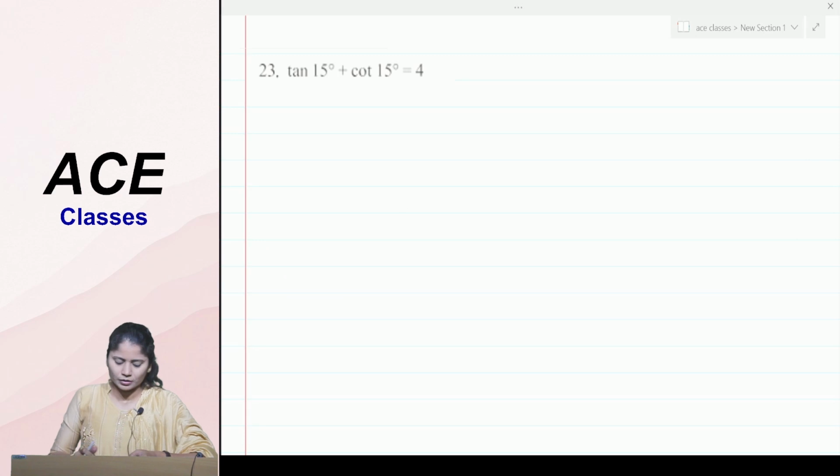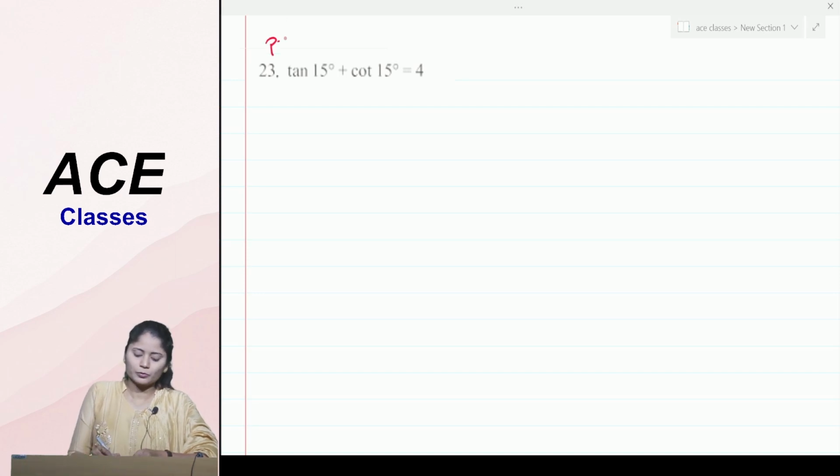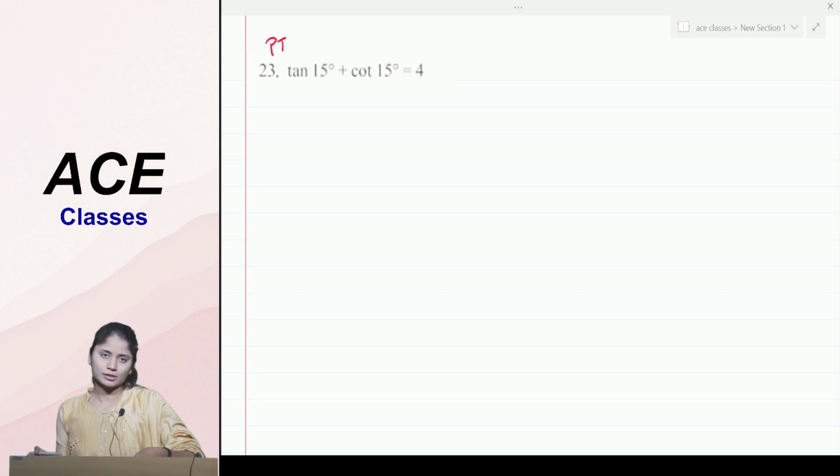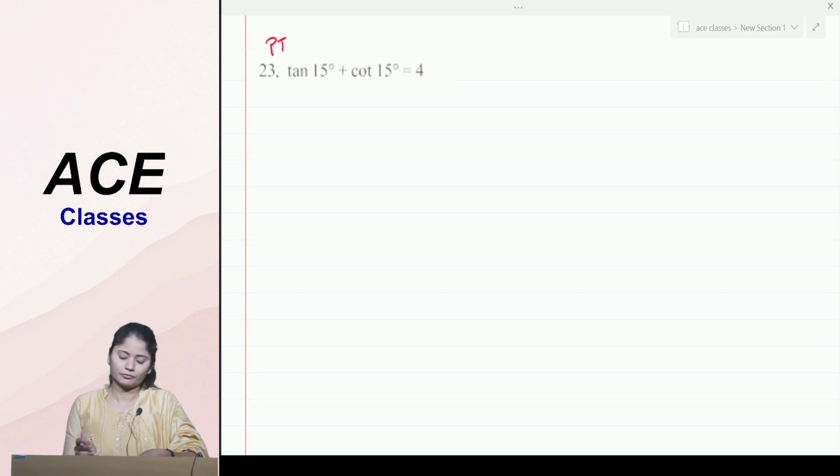That is tan 15 degree plus cot 15 degree is equal to 4. So here tan 15 is not a standard value. You need to prove that tan 15 plus cot 15 is equal to 4. Tan 15 is not a standard value, nor is cot 15. So let me find out just the value of tan 15. Tan 15, I can write as the difference of tan of 45 minus 30. 45 minus 30 is 15.